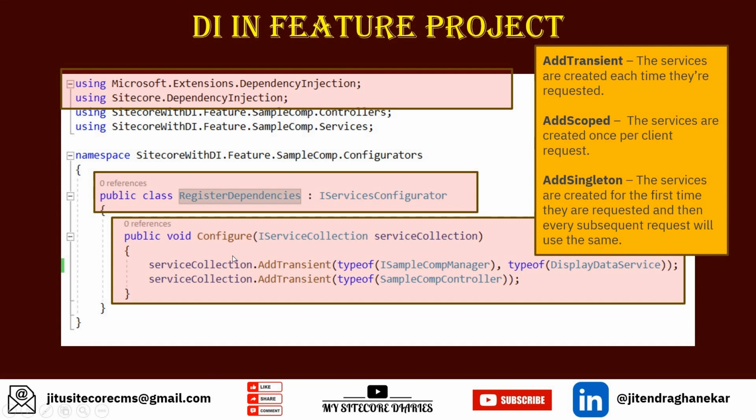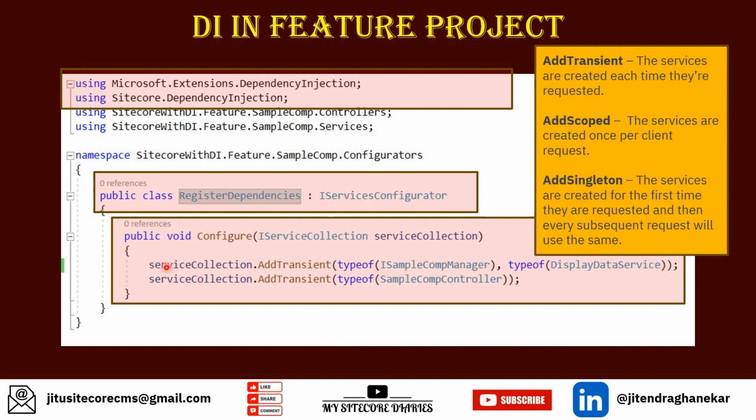So here in the Configure method there are two things which we have to do. One is you have to map the interface which you are using for the service with your service. In our example, ISampleCompManager is our interface, and DisplayDataService is our service layer. Okay, so here if you see, we are mapping both the things here.